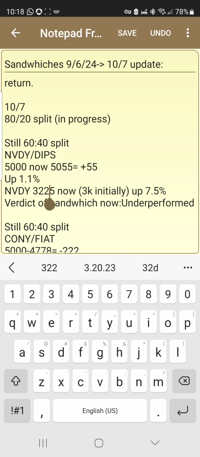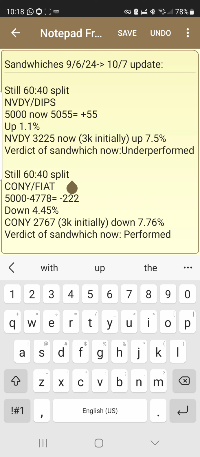So NVDY right now, my initial investment was $3,000 into Nvidia. Like I said, it's going to go up to $8,000 at the end of the week. So right now, my Nvidia holding is worth $32.25. And so it's up actually 7.5%. So it seems to have fared better than the sandwiches. So my verdict of this sandwich right now is the sandwich, as of now, has underperformed, but I'm still up overall.